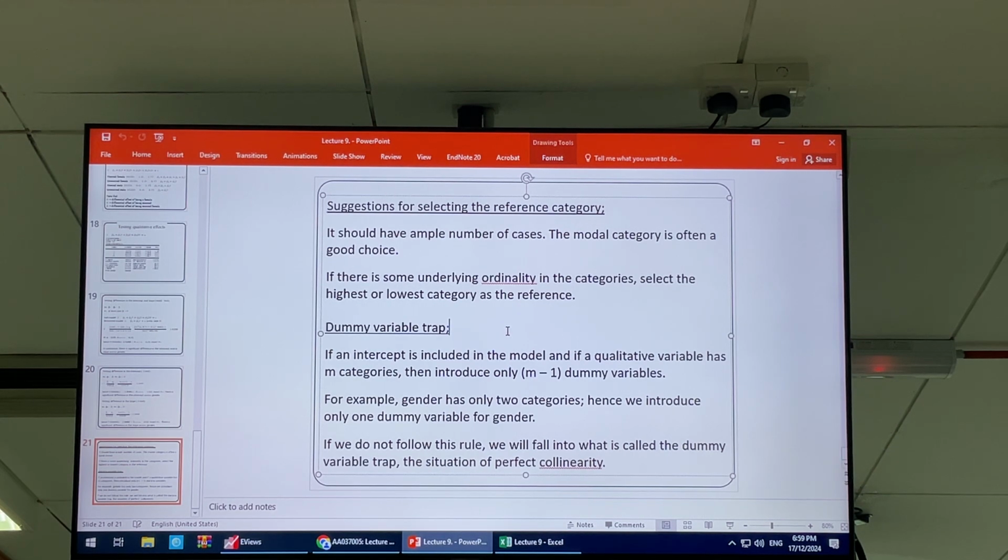So why do we have the problem? For example, gender has only two categories, hence we introduce only one dummy variable for gender. If we do not follow this rule, we will fall into what is called the dummy variable trap. So what is the dummy variable trap? It is the situation of perfect collinearity.